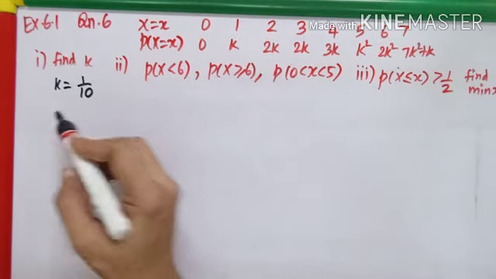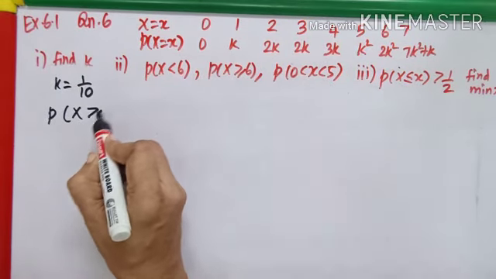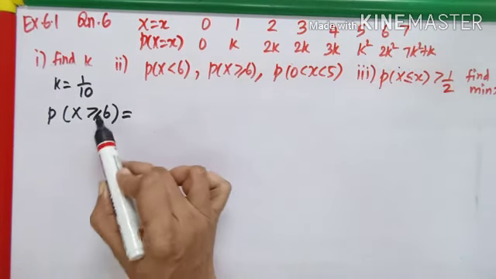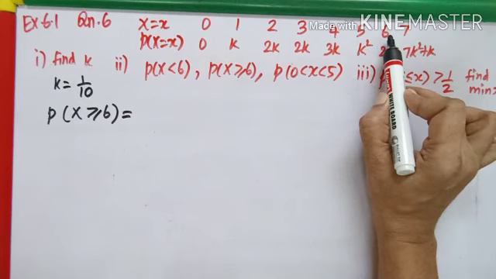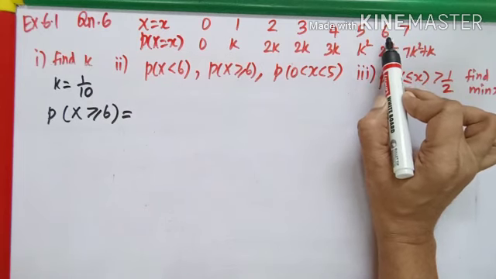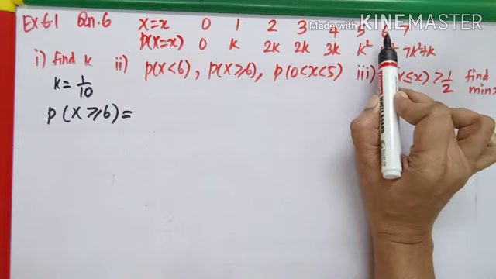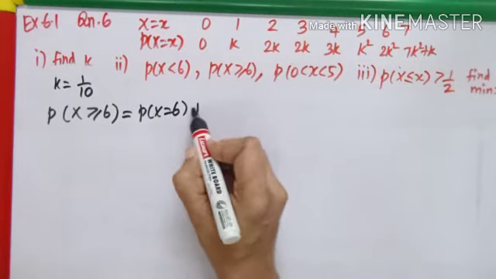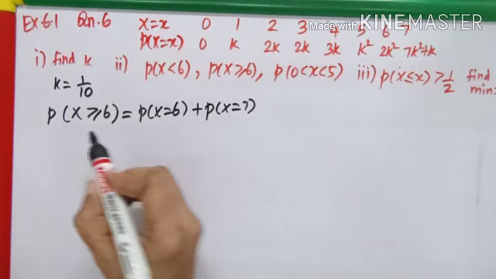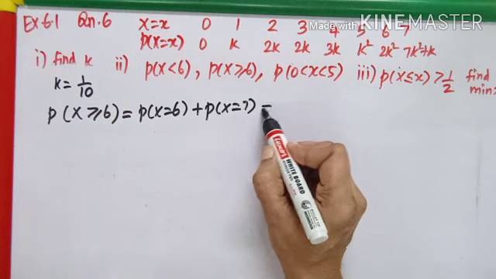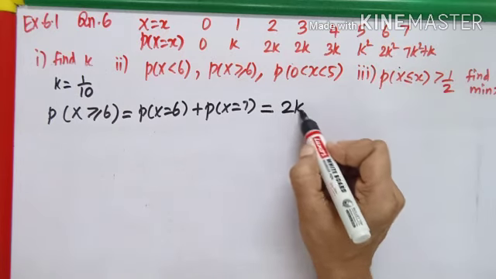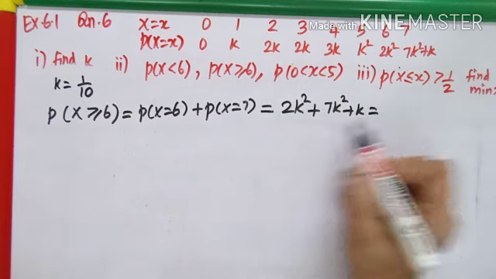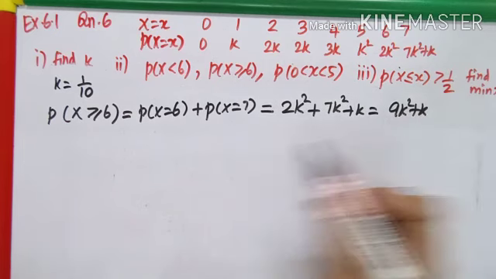The next part is P of x greater than or equal to 6. Look at the table. Equal to 6 means I must start from 6. And greater than 6, it includes the next numbers also. So 6 and 7. Greater than or equal to 6 tells me 6 and 7. So add 6 probability and 7 probability. For 6, it is 2k square. For 7, it is 7k square plus k. Total 9k square plus k.